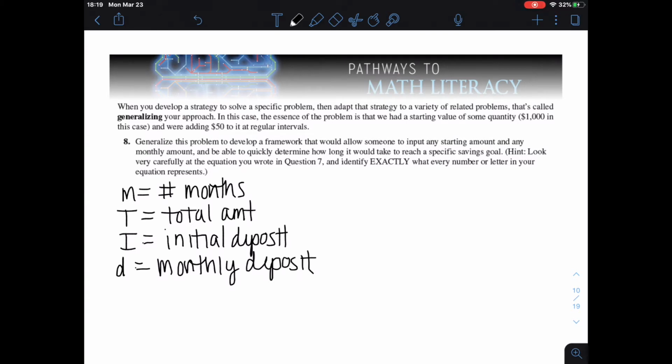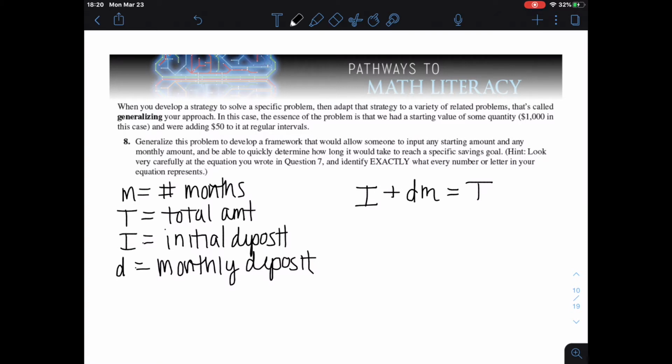So what we have is we take our initial deposit, we're going to add D amount of dollars, and we're going to do that for M months. And we want to see how long it will take to reach some total. So if I know that I want $30,000, say, in a savings account for my child, I'm going to put $5,000 in initially, and I'm going to do $100 each month.